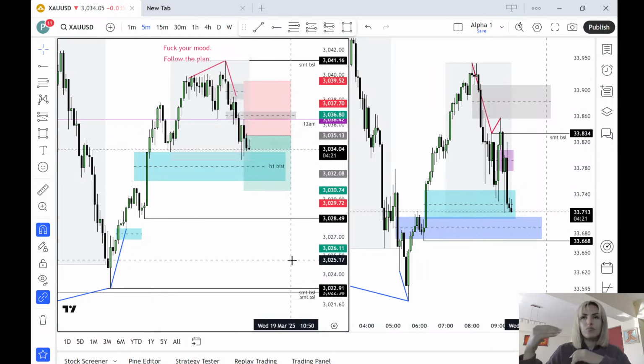Then as that is being respected, let's just take for example the formation of a bearish fair value gap on the 1 minute. The 1 minute forms a bearish fair value gap, price rebalances it and then rejects, goes lower, right?